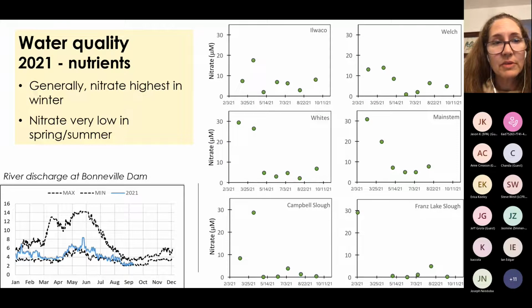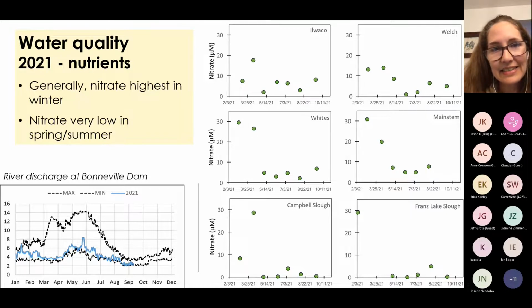So we'll just start off with a little bit of information about water quality. We've heard a little bit about 2021 as being a productive year for the plants. In the water, just to remind you what Joe was talking about, there was very low river flow in 2021.